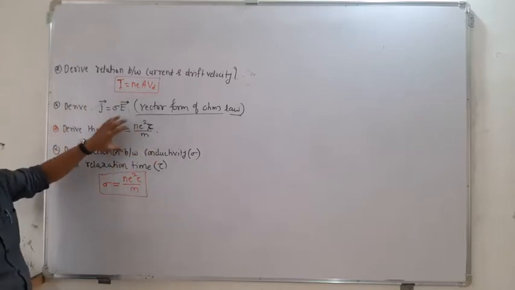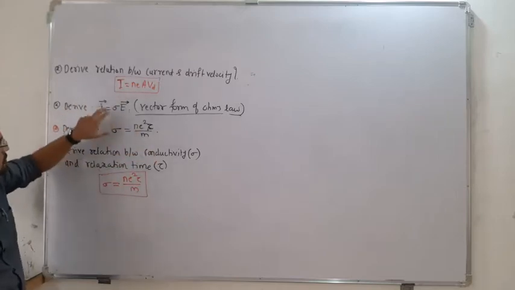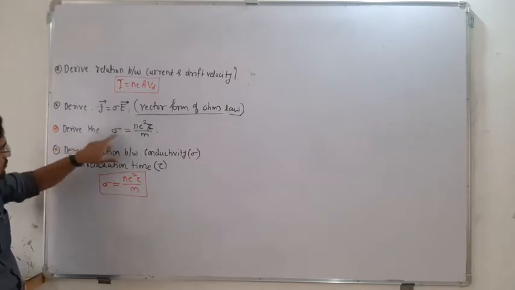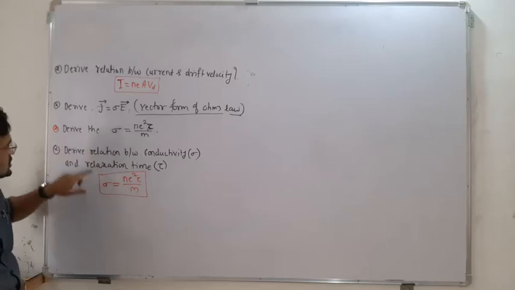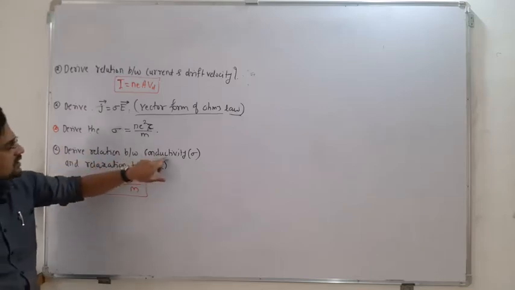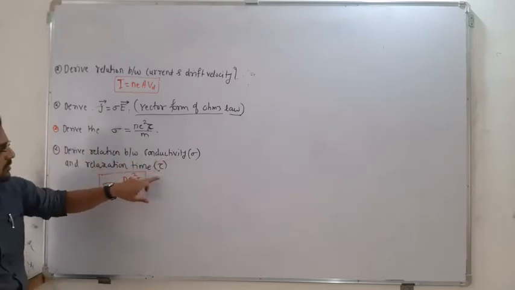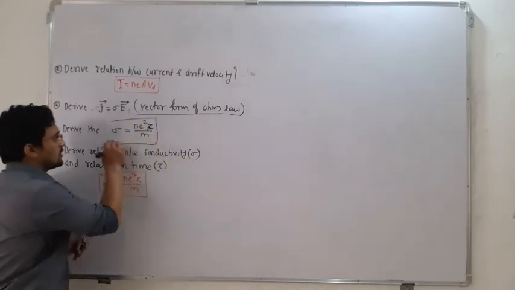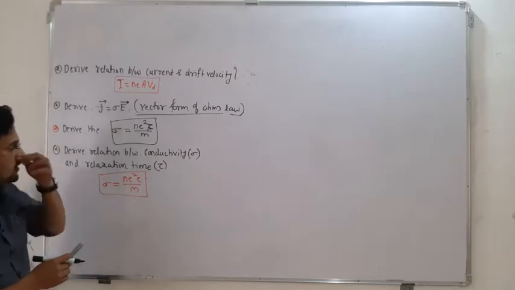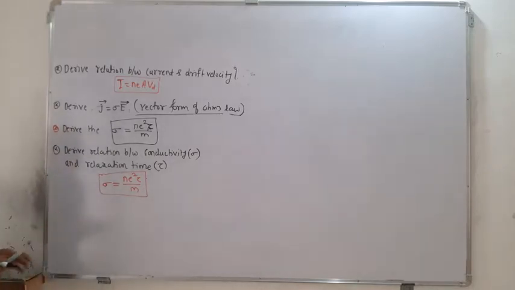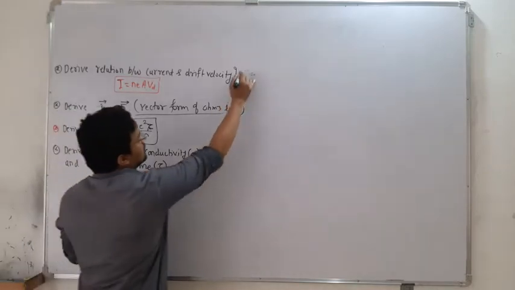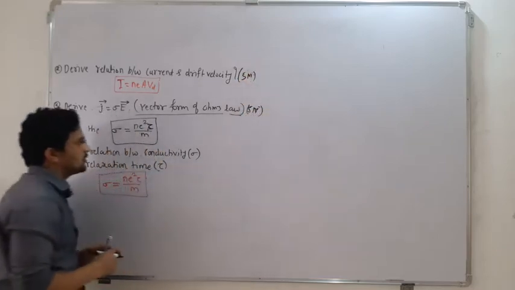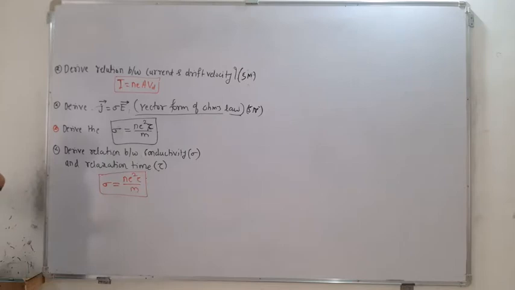There are 3 to 4 steps further to get the whole derivation, and one question will be asked, the same as this one. The same question is repeated here: derive the relation between the conductivity and the relaxation time, that means rho, sigma and tau. So you have to get only this derivation. Both are the same. Remember these 4 questions, and each question carries 5 marks. If you want you can write it down also. Just pause the video and write down the questions.